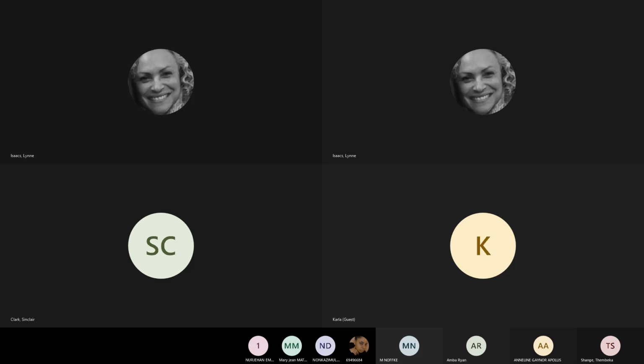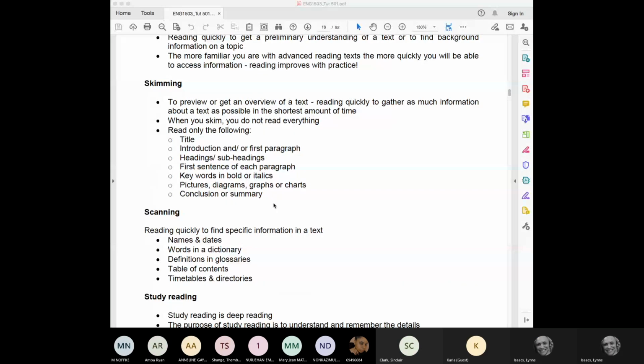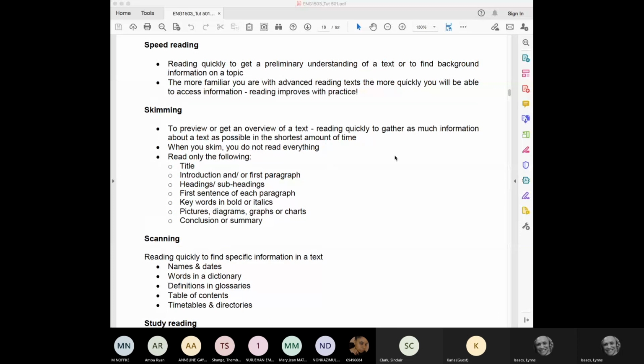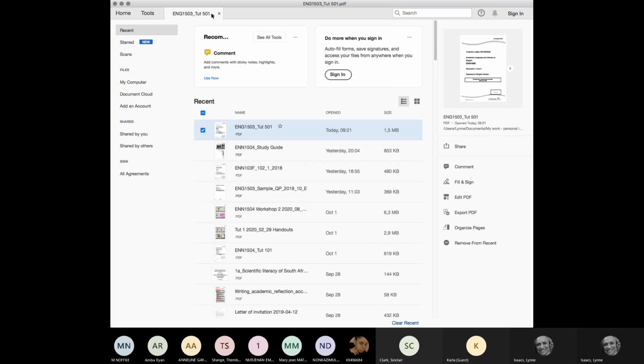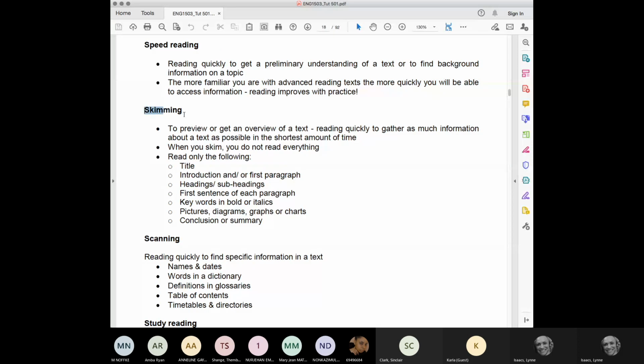All right. So if we go back to page 18 of your study guide, so we skim to get an overview. We read quickly to gather as much information about the text as possible in the shortest amount of time. Scanning is different because we are looking for specific information in a text. So while some of you may have said you scanned, okay, you would have used a combination of skimming and scanning. Oops, did I close it? What did I do? Apologies. Oh, here we go. There we go. Okay. You would have used a combination of skimming and scanning. Why? Because you were looking for specific information, namely the reading strategies that were listed or named on the page.